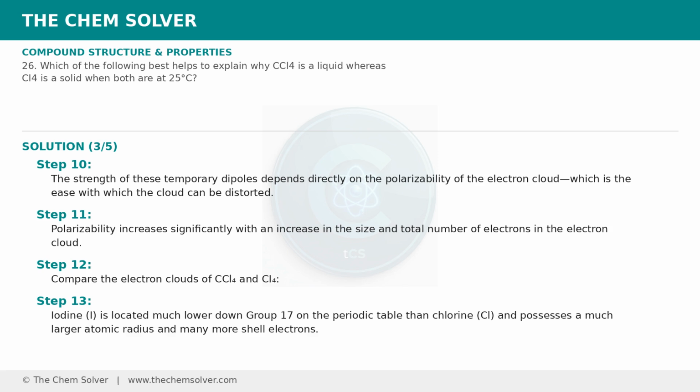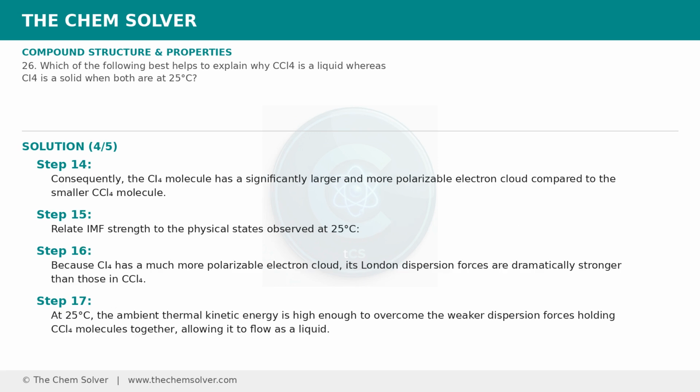Compare the electron clouds of CCl4 and CI4. Iodine, I, is located much lower down group 17 on the periodic table than chlorine, Cl, and possesses a much larger atomic radius and many more shell electrons. Consequently, the CI4 molecule has a significantly larger and more polarizable electron cloud compared to the smaller CCl4 molecule.